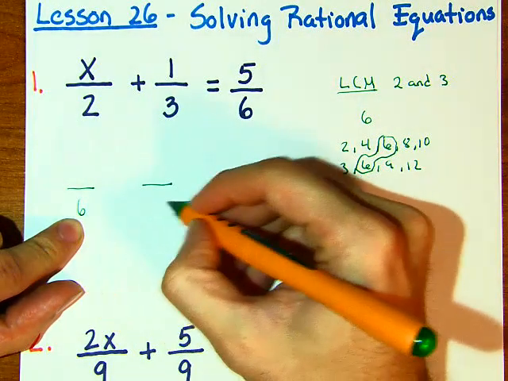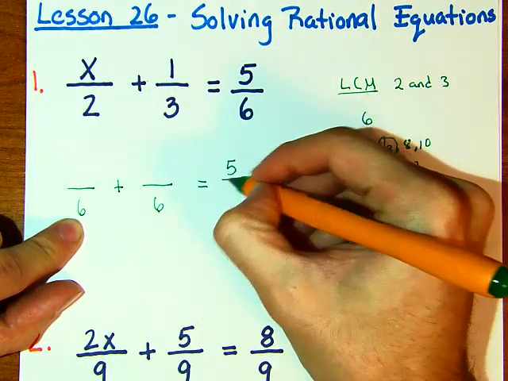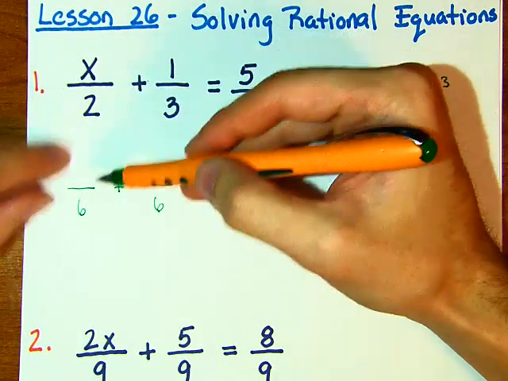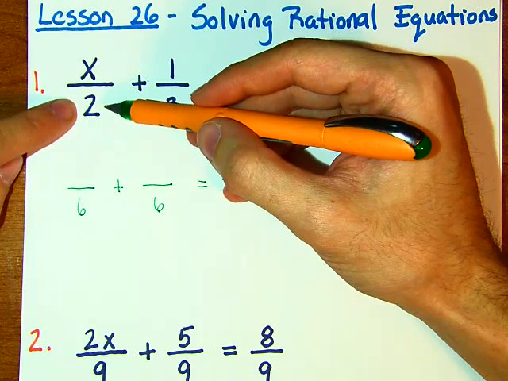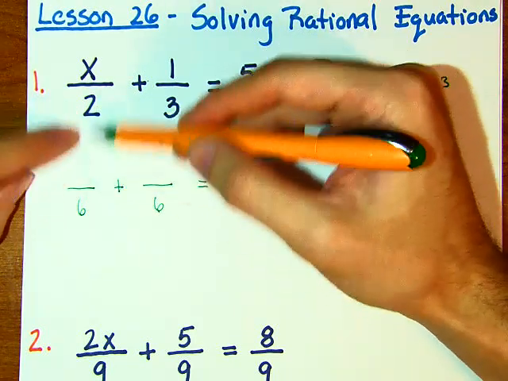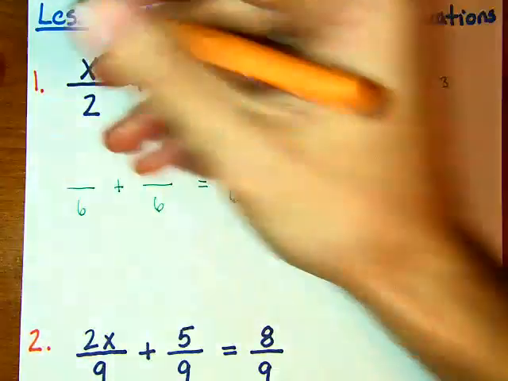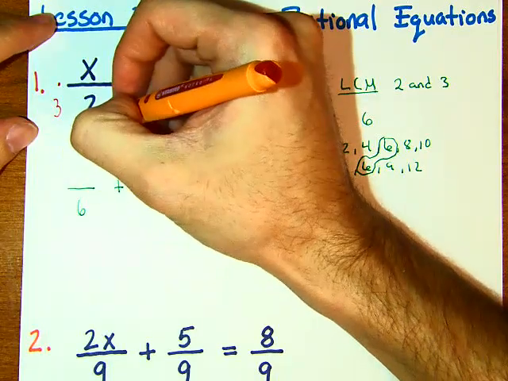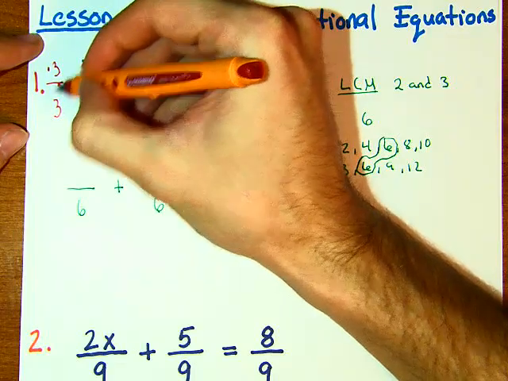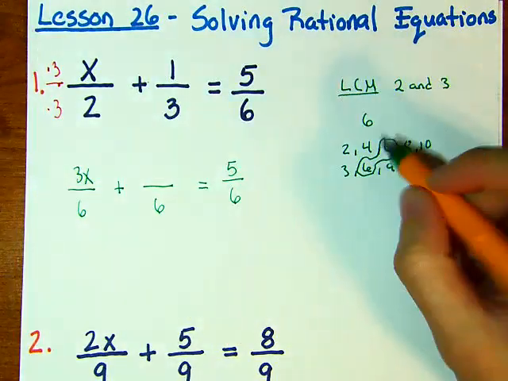So this becomes 6 over here. This becomes 6 over here. That plus sign continues, and this 5 over 6 remains the same. So we're going to change the way this looks to something over 6. The way you do this is you ask yourself, from 2 to 6, how do you go from 2 to 6? You're going to multiply by 3. So here, you're multiplying this by 3, right? And whatever you do to the bottom, you have to do to the top, so you're going to multiply the top by 3 as well. So then this becomes what? This becomes 3x.